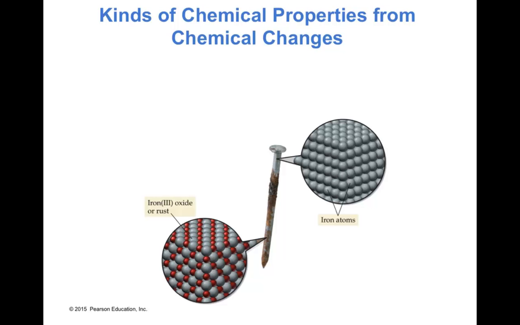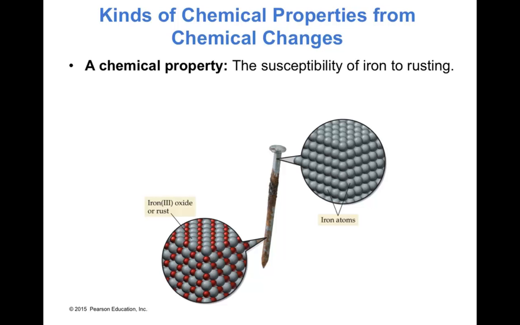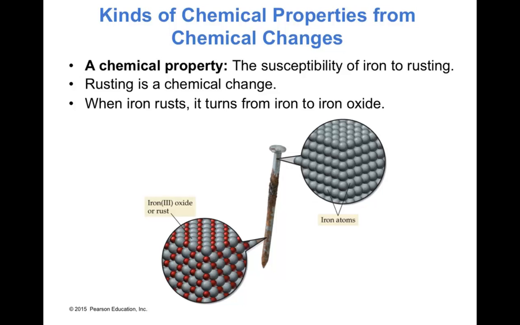The susceptibility of iron to rusting is an example of a chemical property. Rusting is a chemical change. When iron rusts, it turns from iron to iron oxide, which means that the composition of matter changed.